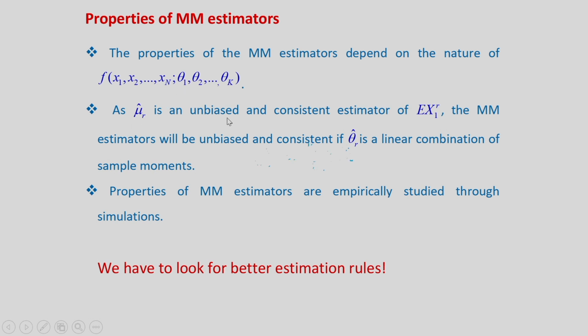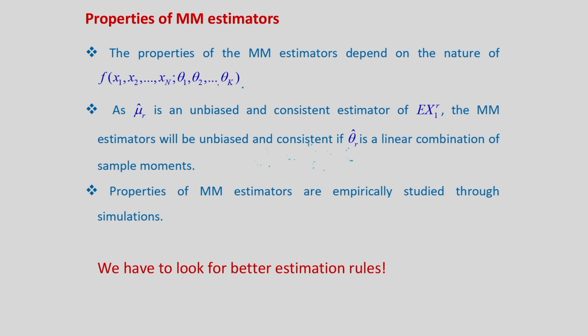As mu r hat is an unbiased and a consistent estimator of E of x1 to the power r, that we have already established. The estimators will be unbiased and consistent if theta r hat is a linear combination of sample moments. This is an observation. Usually properties of estimators are empirically studied through simulation, because the general properties are not obvious. We apply numerical simulation to find out, for example, bias, variance, etc., and then establish whether it is a consistent estimator, whether it is an unbiased estimator, etc.